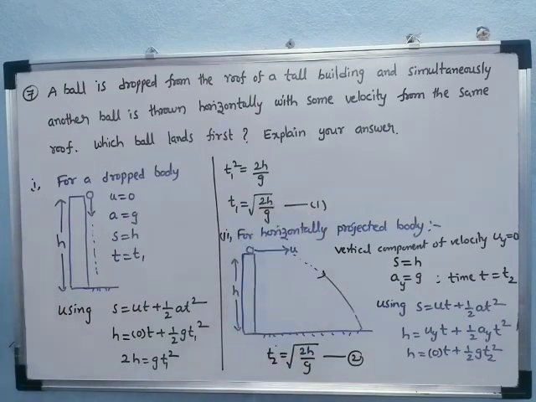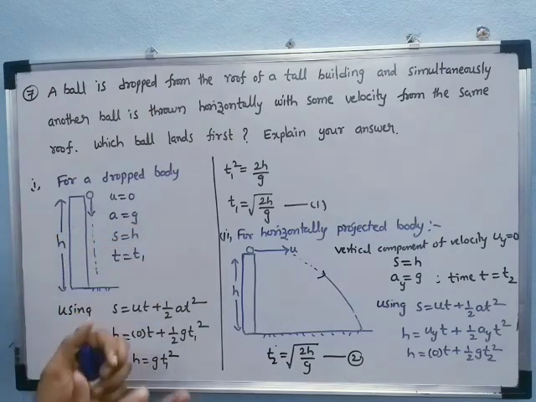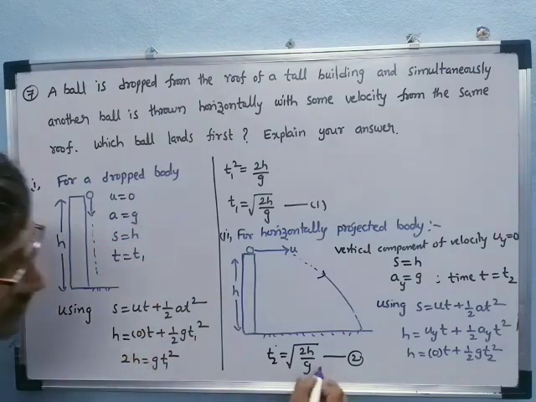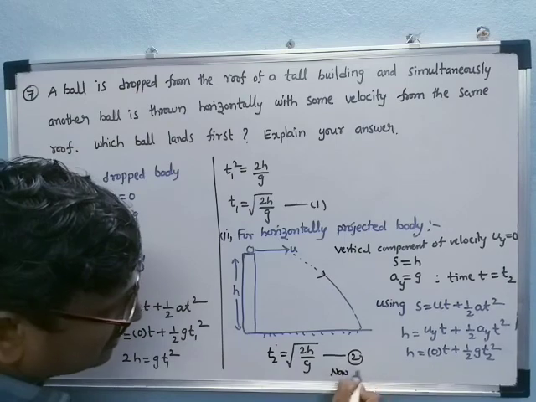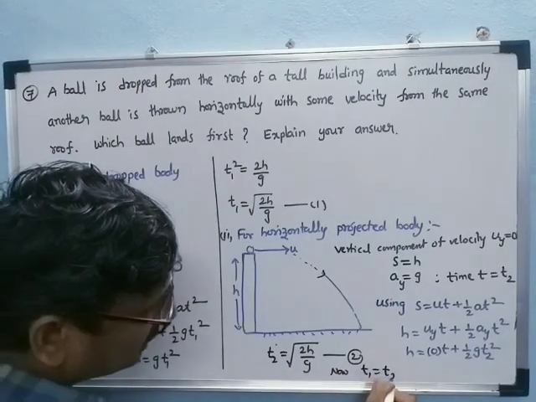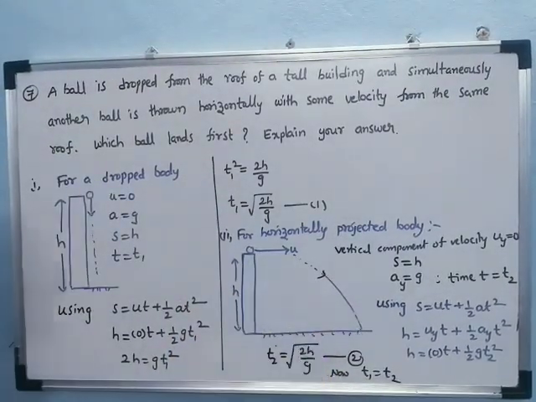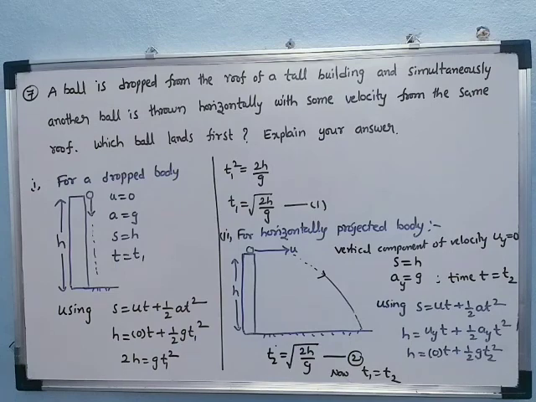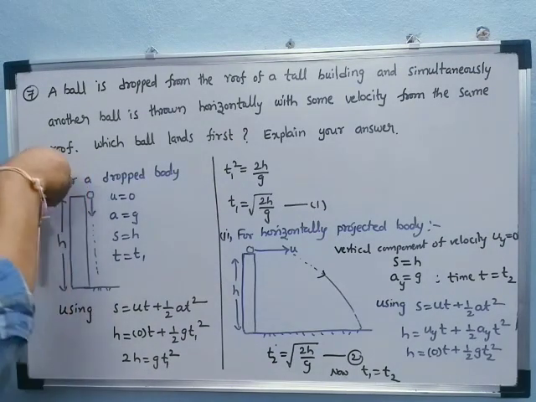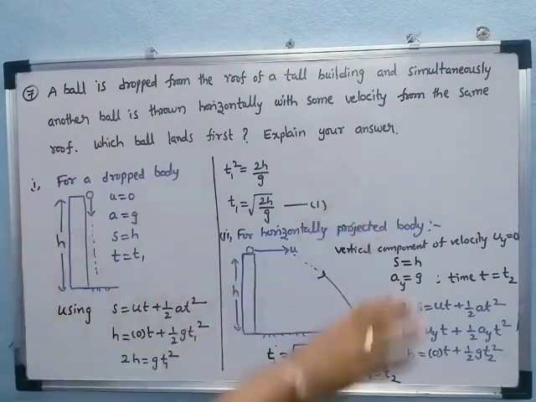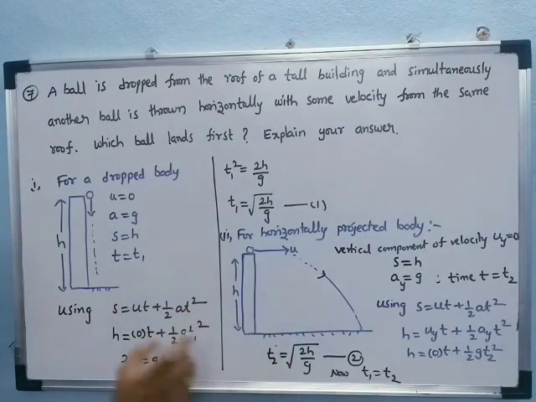Now from equations 1 and 2, the two bodies reach at the same time, that is, t1 is equal to t2, because the time of reach will be the same. Here, from the same building one ball is dropped and one ball is thrown. Which ball lands first? Both the balls reach the ground at the same time.